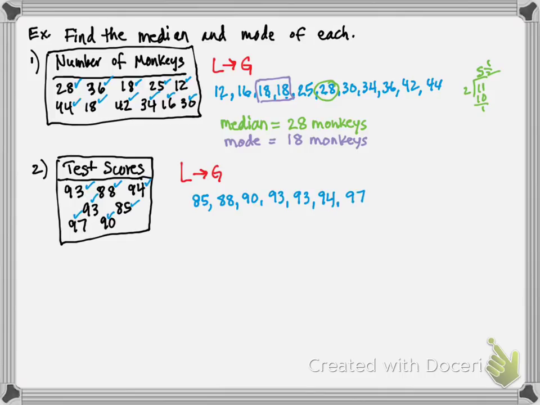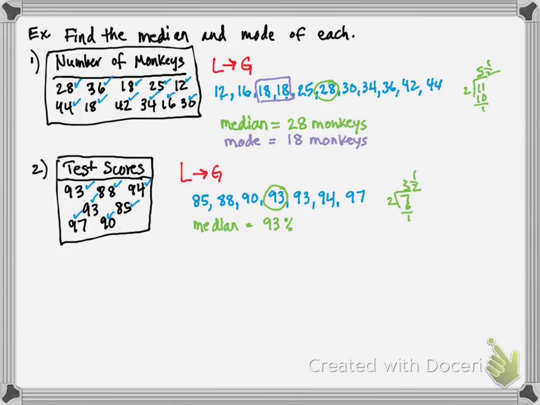Now I have 1, 2, 3, 4, 5, 6, 7 numbers. So we're going to start with median. If I cut 7 in half, I get 3 and a half. So the number after the third number would be my median. I have 3 numbers in front, 3 numbers in back. Perfect. So the median would be 93, and I would say it would be percent. Sounds reasonable for that label.